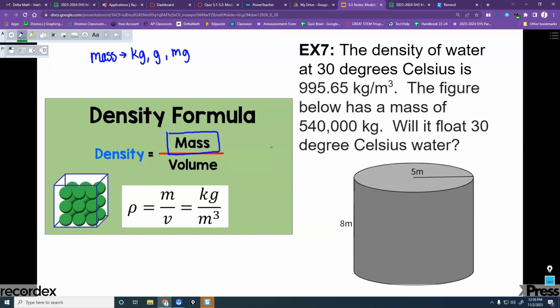Volume, let's talk about what types of units you will have for volume because that is important as well. For volume, you can use cubic units. So it could be something like cubic meters or cubic centimeters.